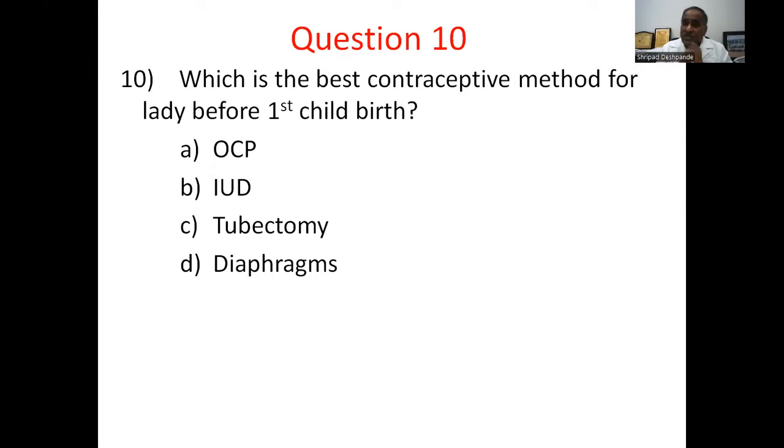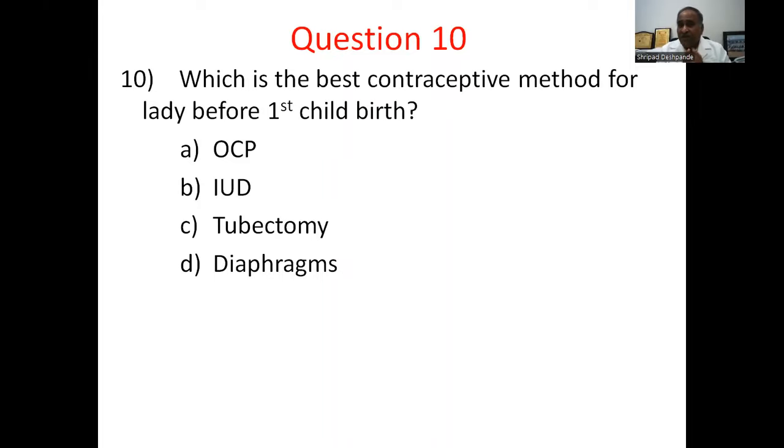Which contraceptive method is best for a lady before first childbirth? You may not find the answers very straightforward from the textbook of physiology. Anyway, I will discuss them here. Option A, OCP, oral contraceptive pills. Option B, IUD, intrauterine device. Option C is tubectomy, a surgical procedure. Option D is a diaphragm.